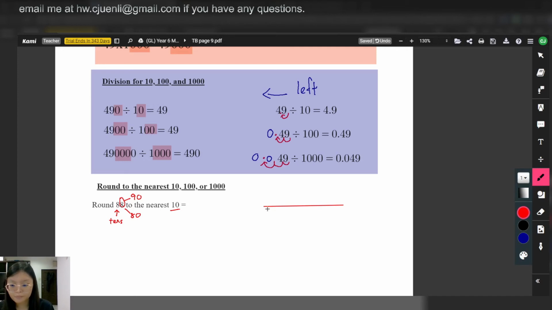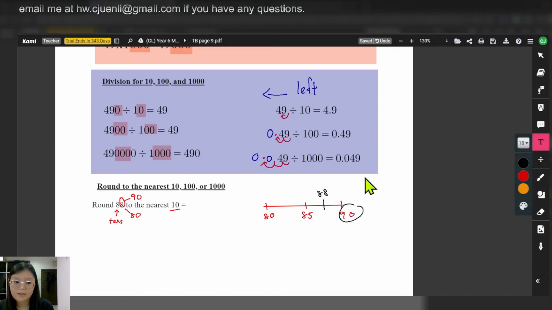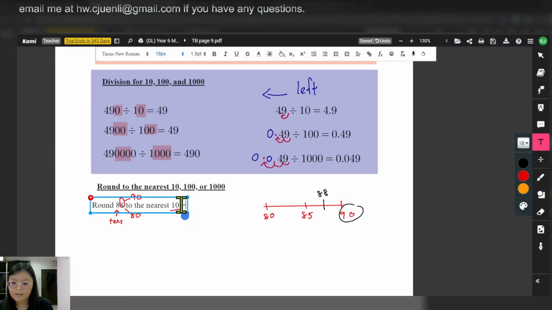Let us look, we have 80 and we have 90, right? And in between we have 85. Now our number is 88, which is in between 85 and 90. I'll put here 88. So it's actually closer to 90. So let us put here 90. This would be your answer, right?